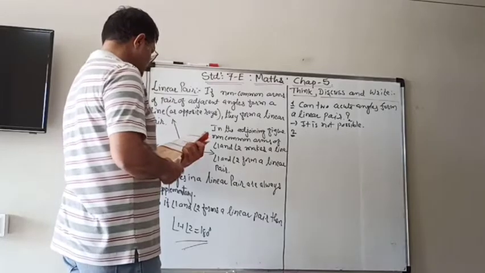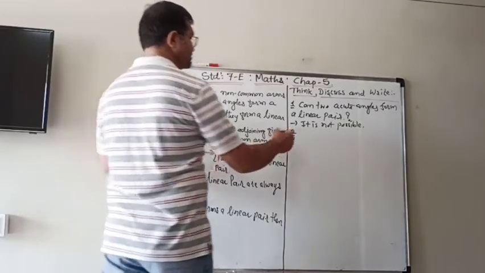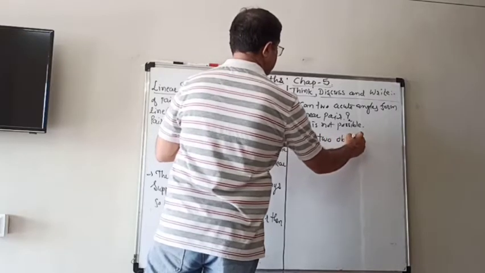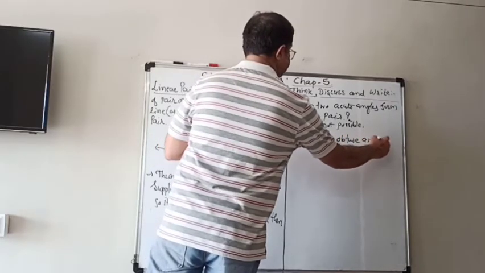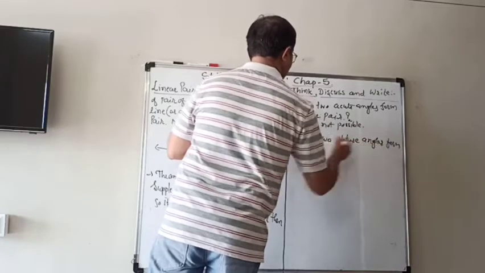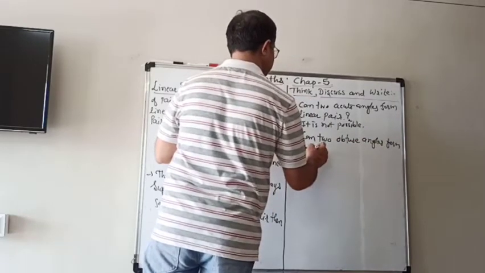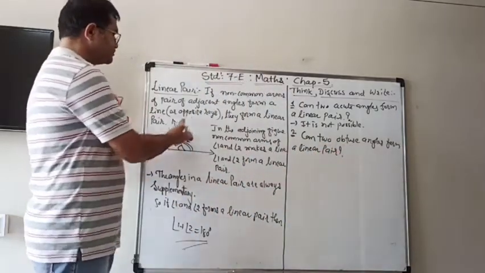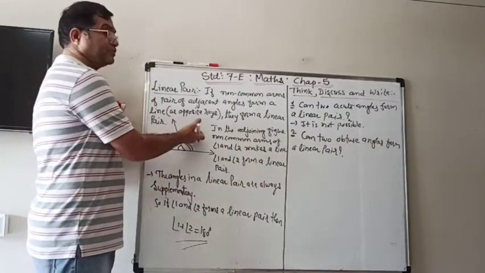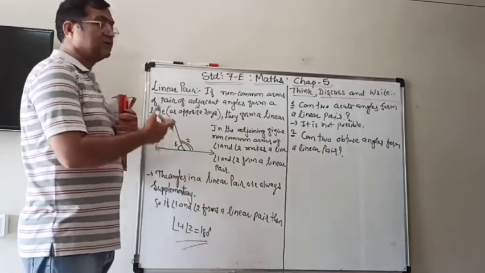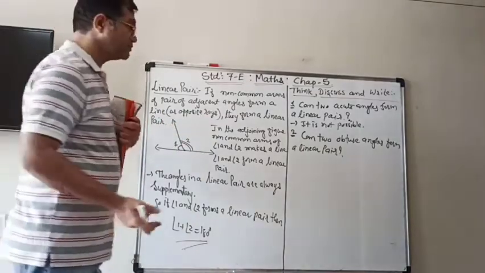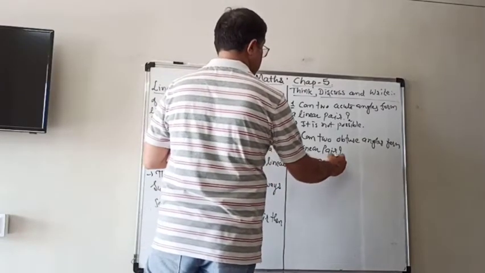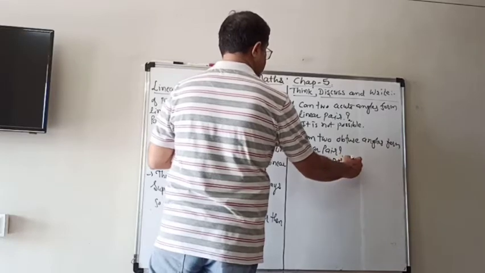Second, can two obtuse angles form a linear pair? So the same thing I can explain to you here. One is acute, the other is obtuse. So if one is obtuse, the other cannot be obtuse, it must be acute. So it is also not possible.